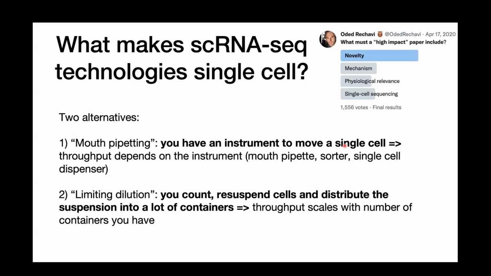Another idea, which is behind all the high throughput single-cell RNA-seq technologies we have today, is the idea of limiting dilution. You don't move individual cells. Instead, you have a cell suspension, and you count them, so you know the density of cells in this suspension. Then somehow you create a lot of containers, in many cases millions, and you distribute your cell suspension across these containers. On average, each container either has one cell or is empty, because your suspension is very diluted. This is the limiting dilution principle.